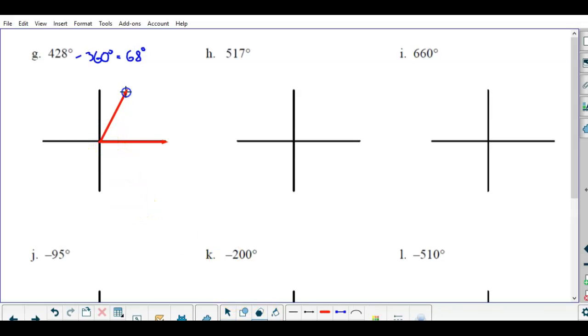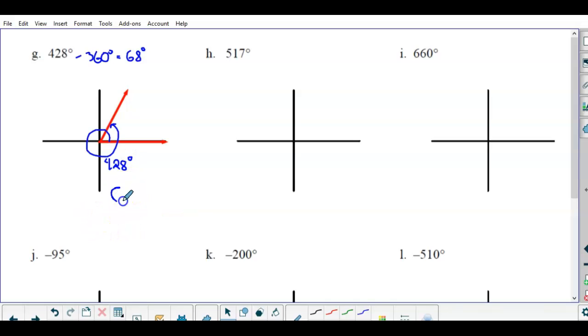Now that just looks like an angle of 68. So what we do is we kind of do a squiggly. We start here and we rotate around. That's 360 gets us to there, and then up to our terminal arm. So now that represents 428. Now you can see the difference between 68 and 428.